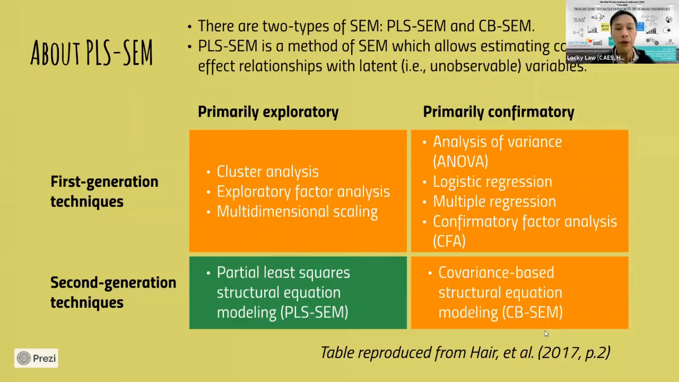If you look at the table here, you can see that some of these techniques are very commonly used, and you might be very familiar with some of them as well. While partial least squares is one that is primarily exploratory, and it belongs to the 2nd generation techniques.